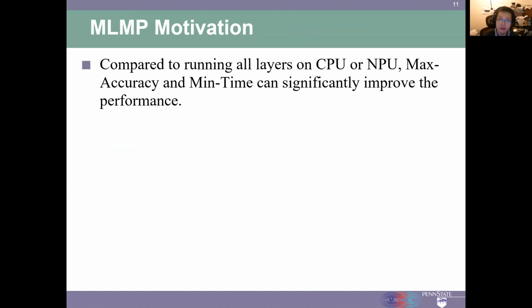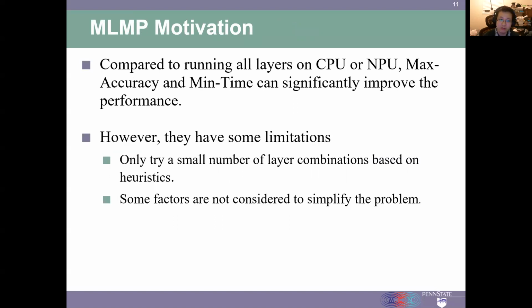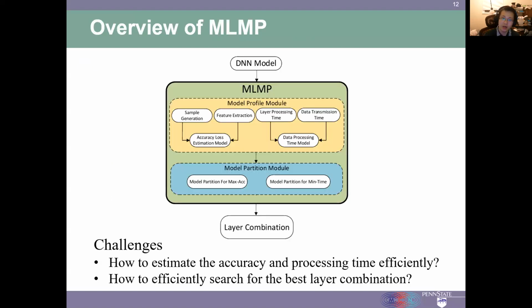Although the max accuracy and min time algorithms can significantly improve the performance compared to running all the layers only on CPU or NPU, they have some limitations. For example, they only try a small number of layer combinations based on heuristics. And some factors like data transmission time are not considered in the problems. To address these limitations, we propose a machine learning-based model partition algorithm called MLMP. The overview of MLMP is shown in the figure.